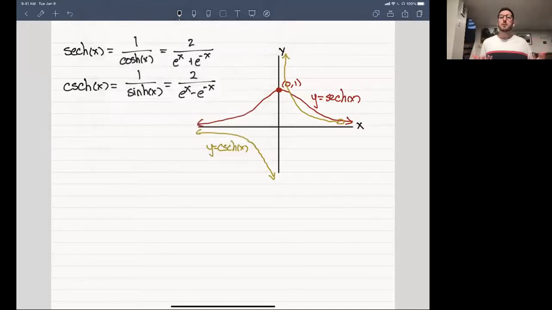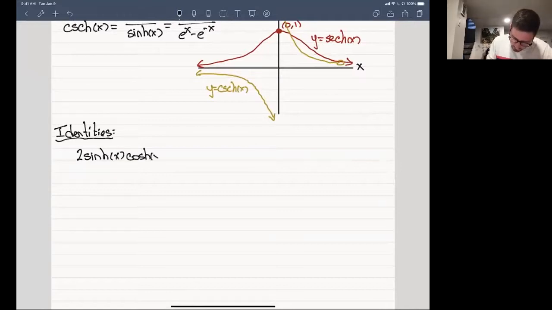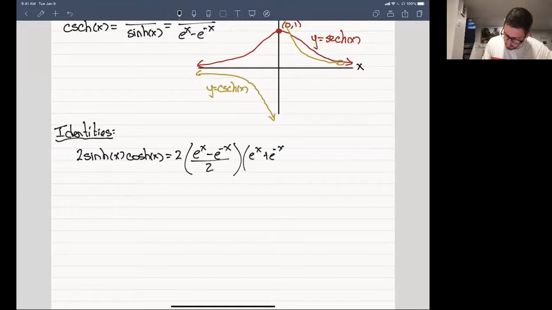But the cool thing about these hyperbolic trigonometric functions is that they similarly satisfy identities. So for example, let me show you one. If I take 2 times sinh x cosh x, well, now what I can do is I can use the definition of sinh and cosh. So the sinh becomes e to the x minus e to the minus x over 2. And then the cosh becomes e to the x plus e to the minus x over 2.